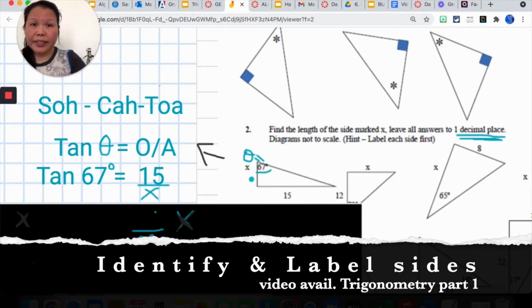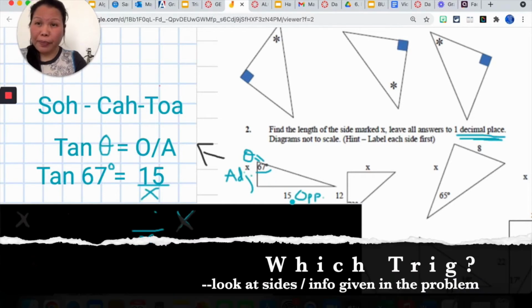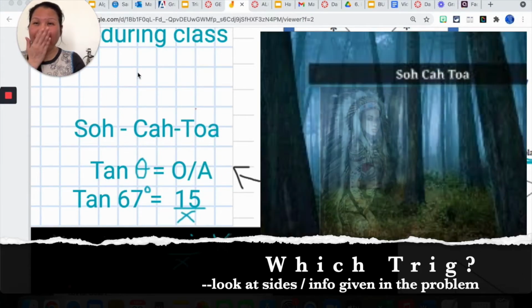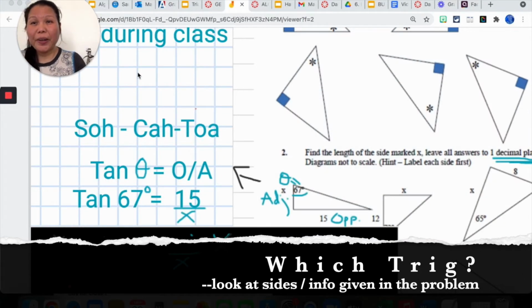Label these sides. The side that makes the angle here is called adjacent. 15 is the side opposite because it's the only side that doesn't make the angle theta or angle 67. Which trig formulas have the letter O and the letter A, or A and O? SOH CAH TOA. If you forgot, go ahead and review the instructional video called Which Trig, where I show you in detail how to pick the correct formulas.